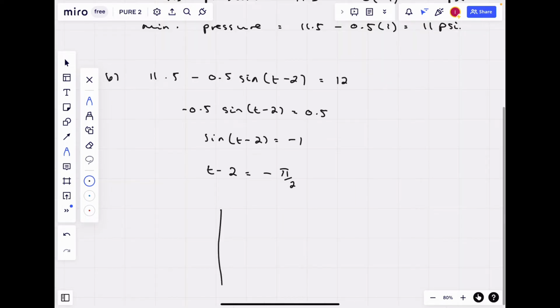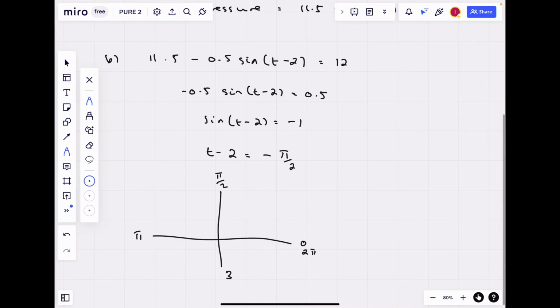Okay, let's use the CAST diagram. That's just pi. And this is 3 pi over 2. So minus pi over 2 is that line there. There's not really a reflection for this. So 3 pi over 2 is your other value.